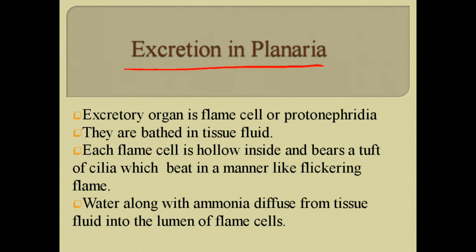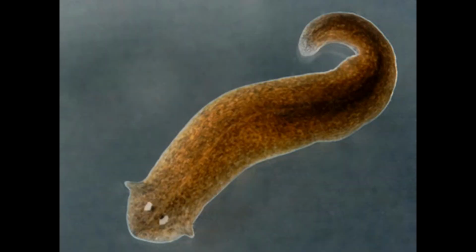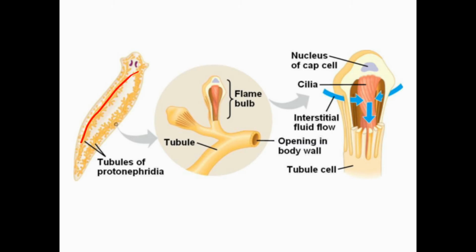Excretion in planaria requires a little bit of description. This is the figure of planaria, and it is flat in form. It is found as free living as well as parasitic. There are two longitudinal tubules present, and these tubules consist of many cells called flame cells or protonephridia. The flame cells or protonephridia are the excretory organs of planaria, and they are bathed in tissue fluid. The flame cells bear a tuft of cilia which beat like a flickering flame, hence the term flame cells.